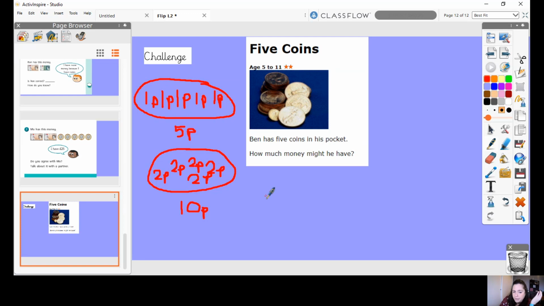But there are so many different ones that he could have. He could have 5p's in there, 10p's in there, 20p's in there, £1 or £2. We know he's not going to have notes because it says coins. And there's also a mixture of them. So he might have a £1, a 10p, a 20p, and two 2p's. So there are so many combinations there. See how many you can get. Don't feel you have to do that. That's just a challenge for those that want it.